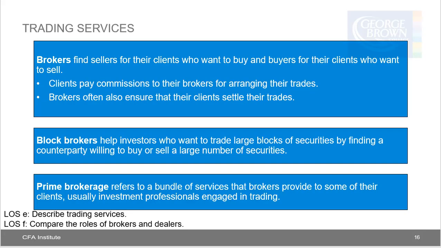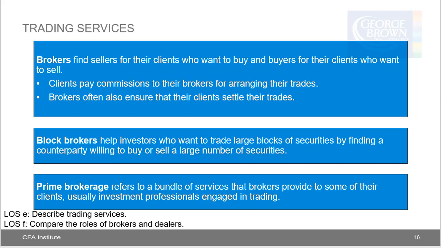Now we're moving on to Learning Outcome Statement E, describe trading services, and Learning Outcome Statement F, compare the roles of brokers and dealers. Brokers, dealers, clearinghouses, settlement agents, custodians, and depositories provide various services that facilitate investment by helping buyers and sellers of securities and investment assets to arrange trades with each other and by holding assets for clients. So on this slide, we're going to be looking at brokers.